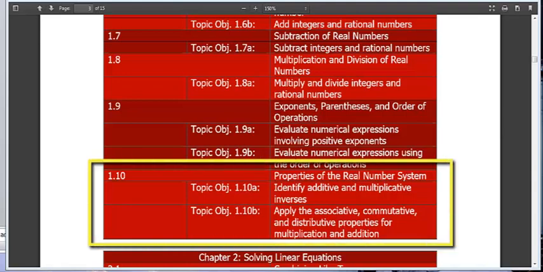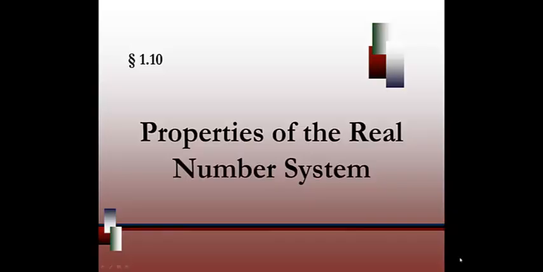Today we will be in Chapter 1, Section 10, Properties of the Real Number System. Our two topic objectives for today are to identify additive and multiplicative inverses and to apply the associative, commutative, and distributive properties for multiplication and addition. Chapter 1, Section 10 is Properties of the Real Number System.